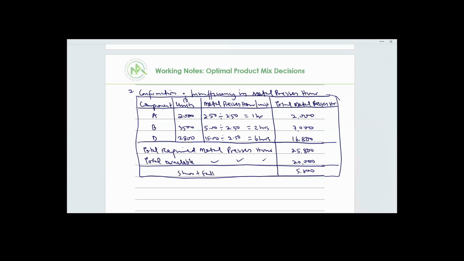So in the first requirement of the question, the examiner is asking you to determine if insufficient capacity is available to meet the company's total requirements and to identify the extent of shortfall. We have confirmed that insufficient capacity is available under metal presses hour, and the extent of the shortfall is 5,800 hours. So number 2, determine the optimal product mix of the components to be produced, given that only 20,000 hours of pressing time are available. So let's go ahead with our allocation now.